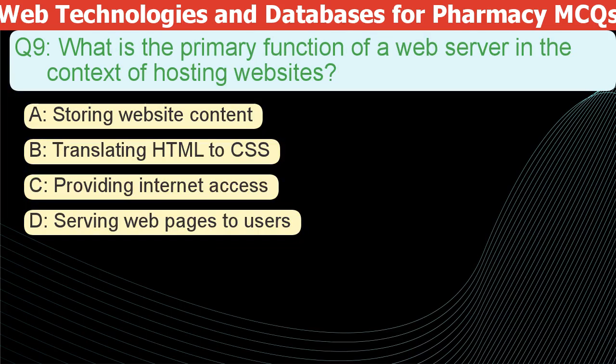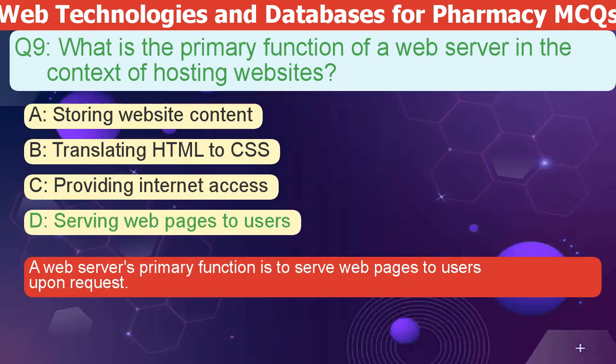What is the primary function of a web server when hosting websites? A. Storing website content. B. Translating HTML to CSS. C. Providing internet access. D. Serving web pages to users. The correct answer is D. A web server's primary function is to serve web pages to users upon request.